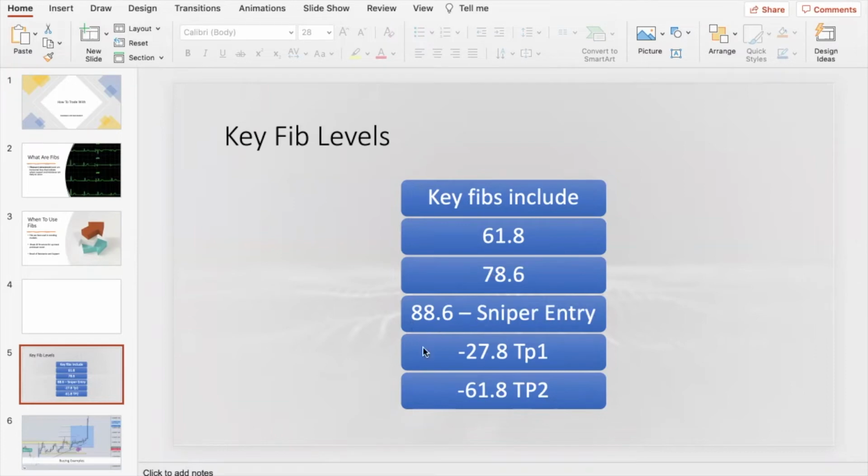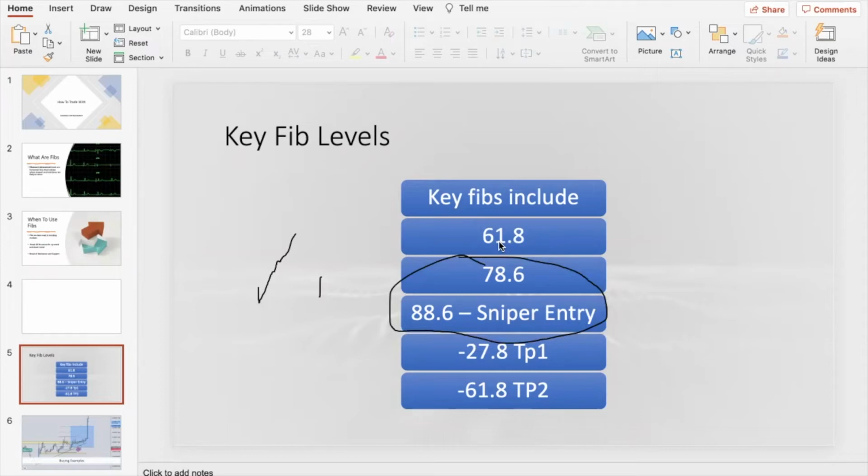And as you'll see in some of the examples, it just leaves a pin at the 88 and immediately reverses and buys up, or depending, sells. But the main two key fib levels that I like to really look at are the 78 and the 88. The 61.8 could play out.